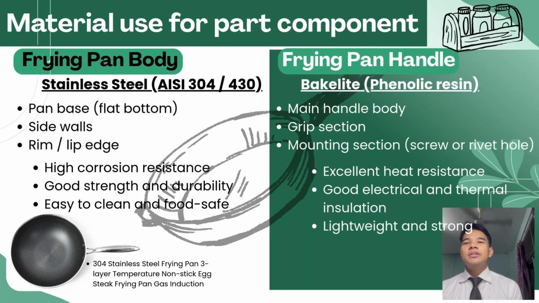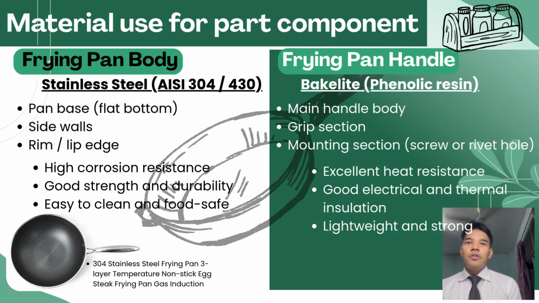Today I will talk about the materials used for the frying pan components, split into two parts: the frying pan body and the frying pan handle. For the frying pan body, we use stainless steel AISI 304 for the flat bottom, side wall and rolled rim edge. We use this material because it has high corrosion resistance, good strength and durability, and is very easy to clean and food safe.